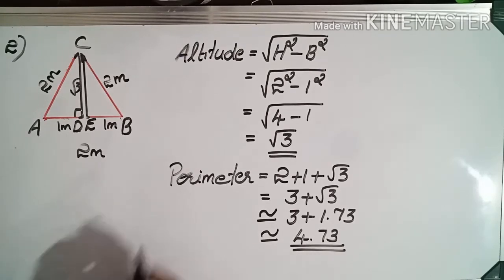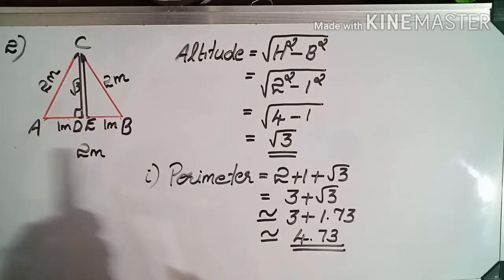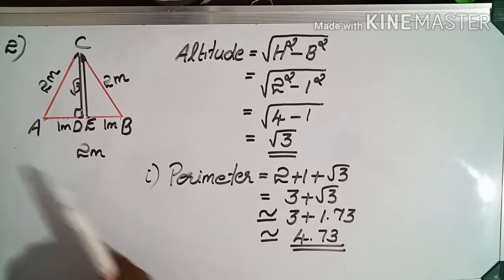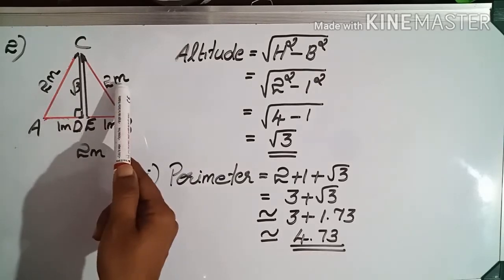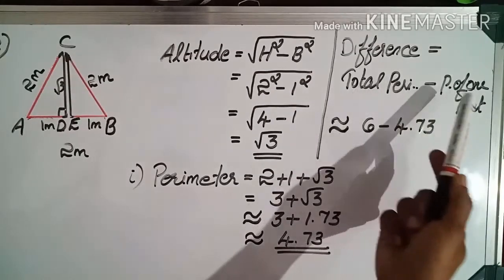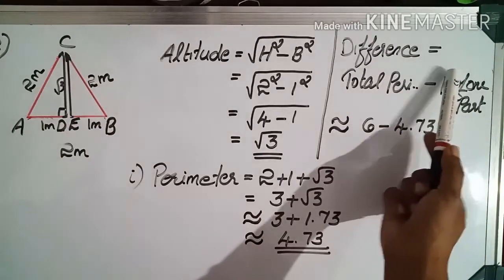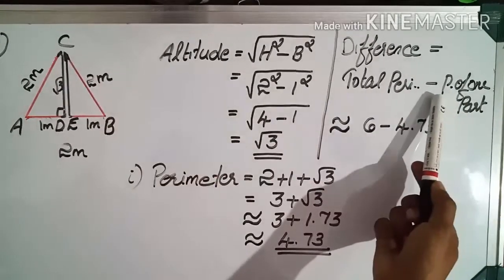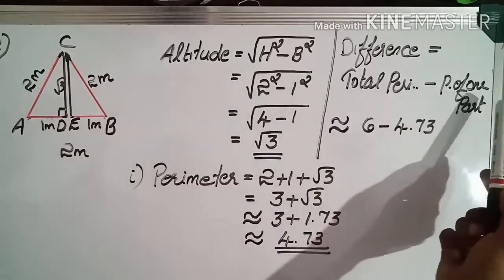This is the first sub question answer. Now second sub question is how much less than the whole perimeter. So that means whole perimeter minus this one, that we need to find. Okay, difference of whole perimeter and this perimeter. So whole perimeter means 2 meter, 2 meter, 2 meter. All the sides are 2 meter. So total perimeter will be 6 meter. So difference equals total perimeter minus perimeter of one part.